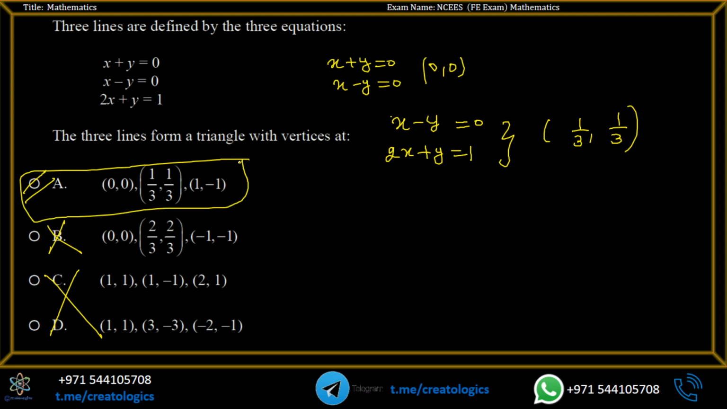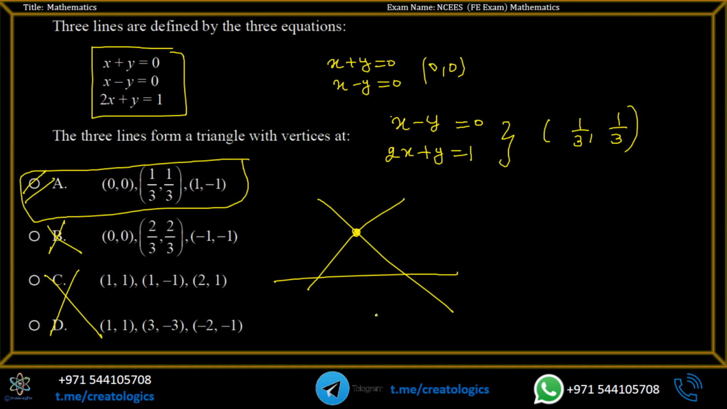No other calculation is required, because they clearly say find the vertices if these three lines form the triangle. So as we know, if we have these two lines, their point of intersection will give one of the vertices of a triangle. Okay, so in this way option A is the correct answer.